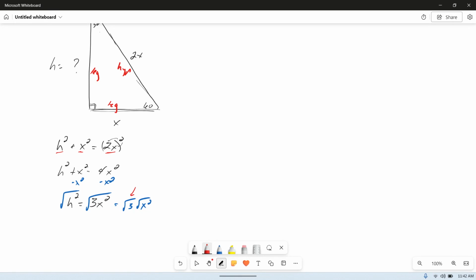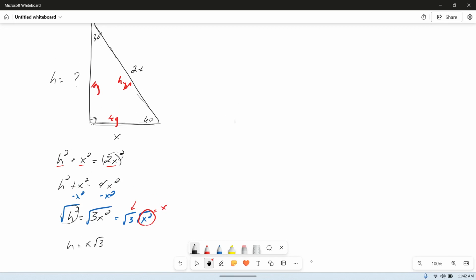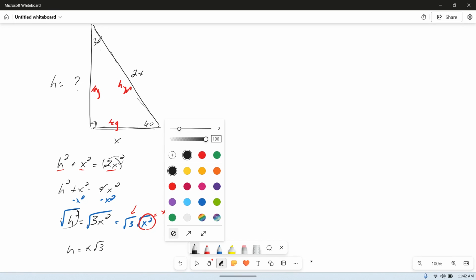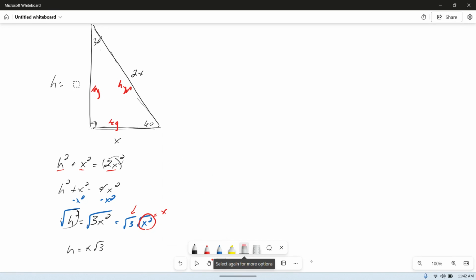The square root of 3 is messy. I'm going to leave that as the square root of 3, but the square root of x squared is going to equal x. What number times itself is x times x? That number would be x. So the square root of h squared is h equals x times the square root of 3. So this hypotenuse, the long leg, will be, oops, didn't need to do that. The hypotenuse will be x root 3.